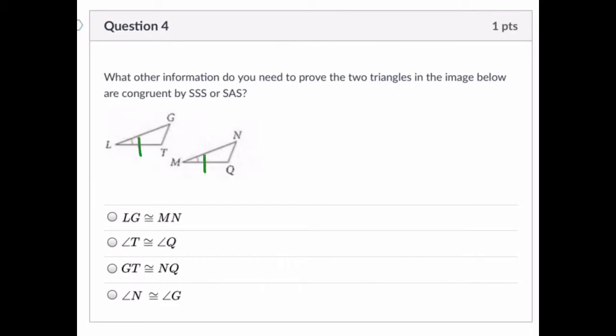So in the figure, they've given us one side and one angle. So since they've given us one side and one angle, it seems like SAS might be the easiest way to go. So we have one side and one angle. I would need the other side that forms that angle on the other side of that angle. So that would be LG and MN. So this one is the correct answer for that problem.